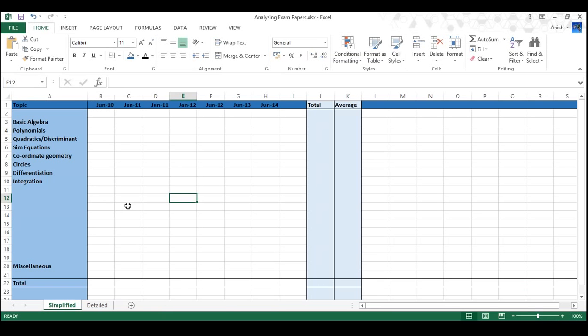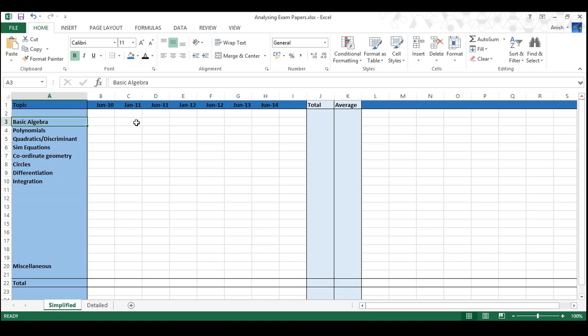I've already done this to save some time. If you want, I can send this to you, but it's not difficult to make. The topics are in the first column, column A. I'll put the 8 topics there, and then I've put down a bunch of the most recent exam papers: June 10, Jan 11, June 11, Jan 12. Some of you doing the AS may not realise, but there used to be January exams a couple of years back. They only stopped a few years ago.